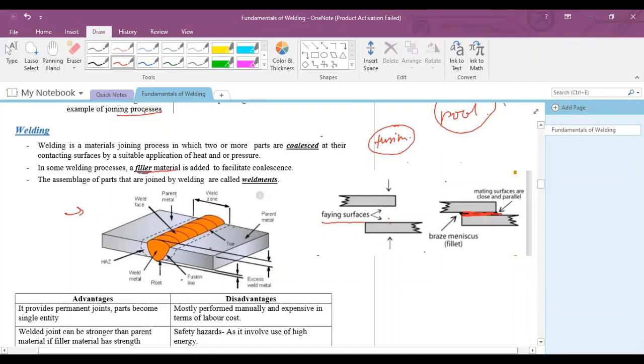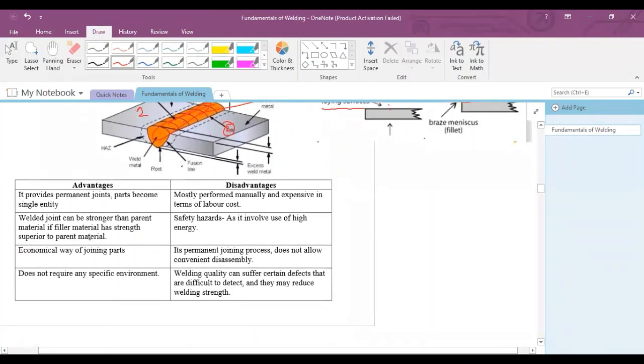These parts are called parent metal. Parent metal means base metal. After solidification, this orange part will form at the junction, or at the fusion zone, and this will be called the weld bead, right? There are some advantages and disadvantages of welding.